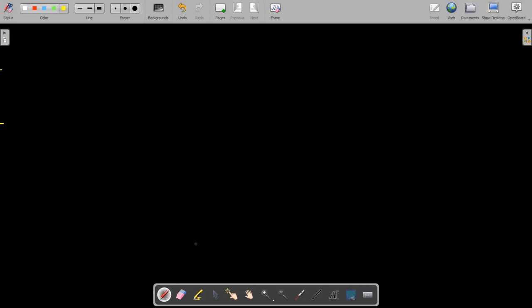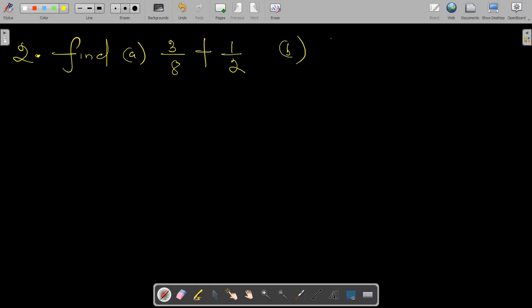Let's move. Okay, let's say we are given something like this. Find A. We are given 3 all over 8, then plus, actually this is 1 all over 2. And the B question again, we are asked to find 3 all over 4, then minus 2 all over 3, then plus 1 all over 2. So let's move on. Solution to this question.